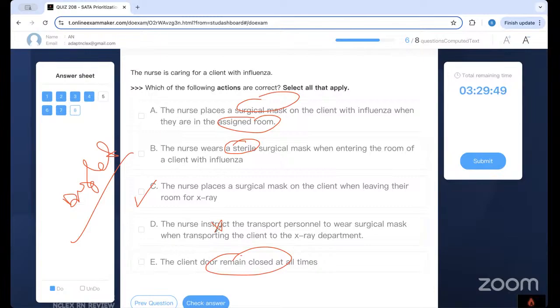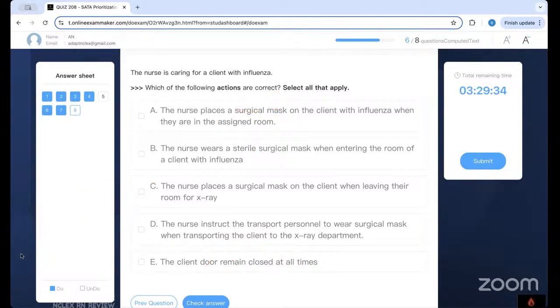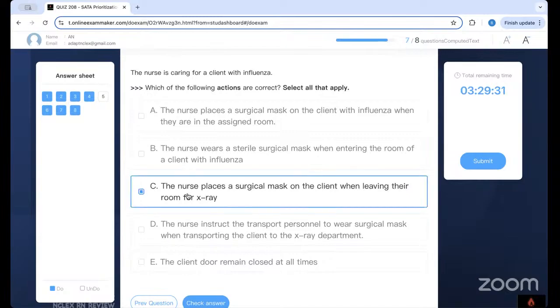You have to master it, because they're coming. So why would you let them take the point from you? You see, only one answer there. If you select more than one, you get 0. So these are the things you need to do for droplet precaution. Only one answer choice there, right? And that is this: the nurse places a surgical mask on the client when leaving. The nurse does not wear a sterile surgical mask. The client does not wear a mask when they are in the assigned room. And the transporter does not wear anything because the patient will wear a surgical mask. The door does not need to be closed at all times.